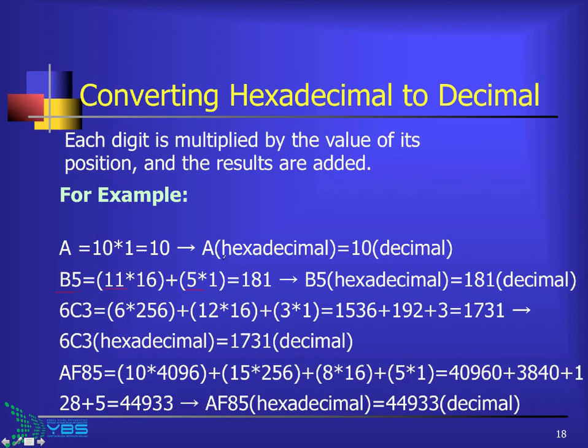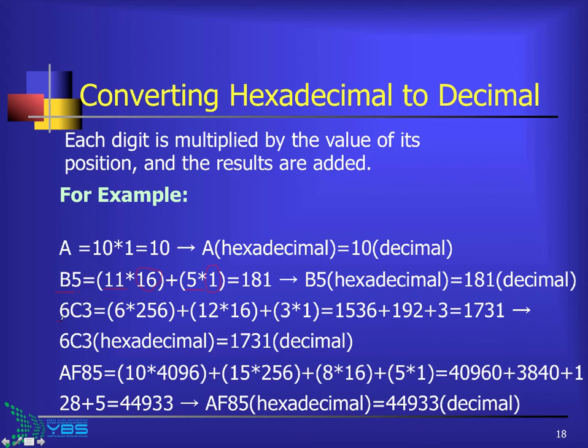What about the first digit? It's 16 to the power 0, which means 1. 1 times 5, and it's 5. What about the next one? This is 16 to the power 1, which means 16. 16 times 11, then adding 5, becomes 181.